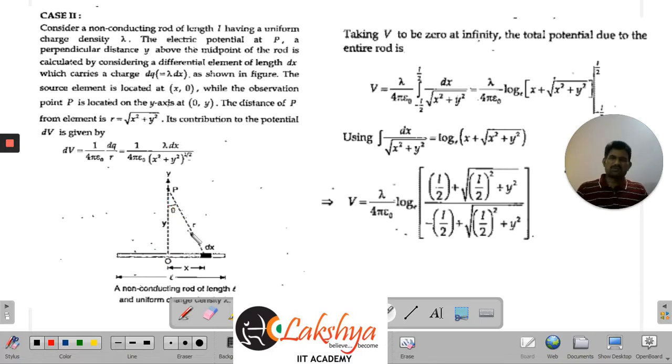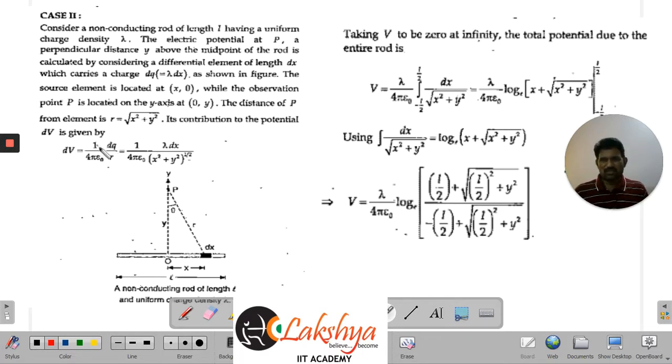So our procedure is the same. First we take a small element, we write the expression for the electric potential due to that small element, and then we integrate. By integrating that, you can calculate the total potential at this particular point, taking infinity as the reference. So our procedure is the same.